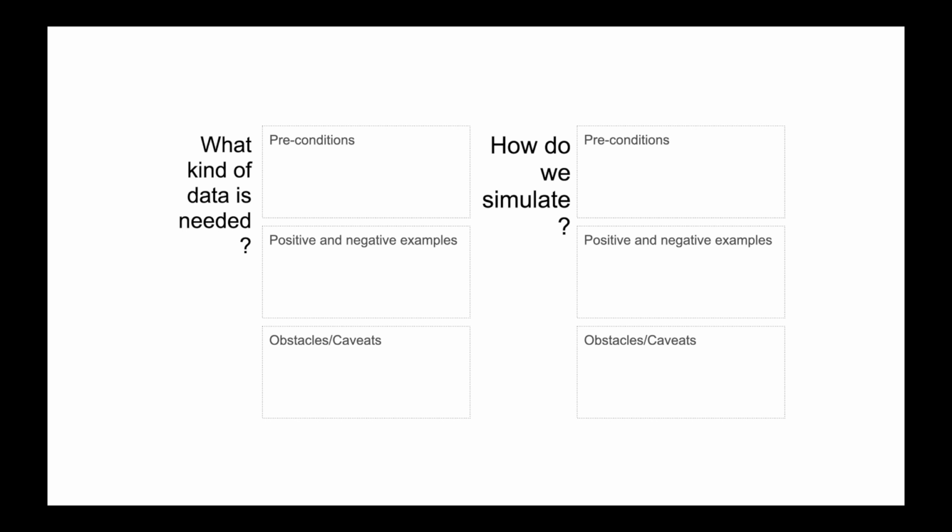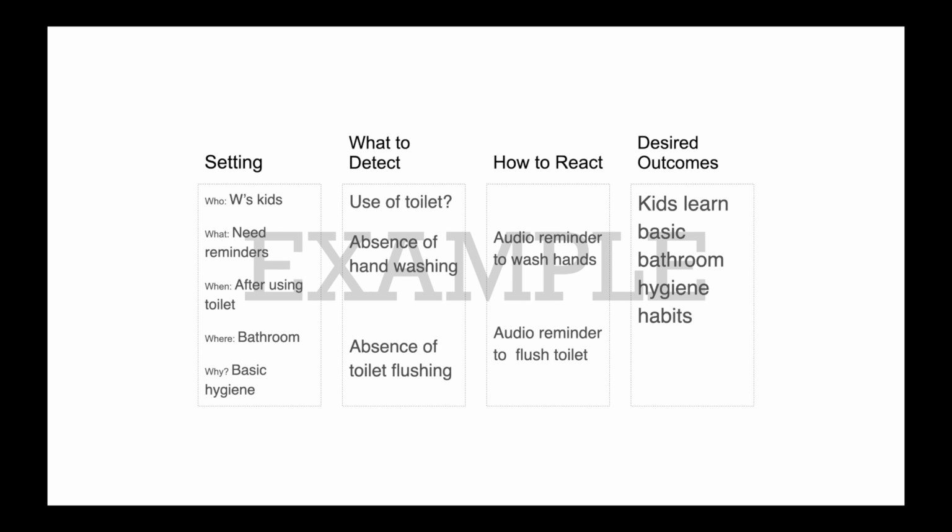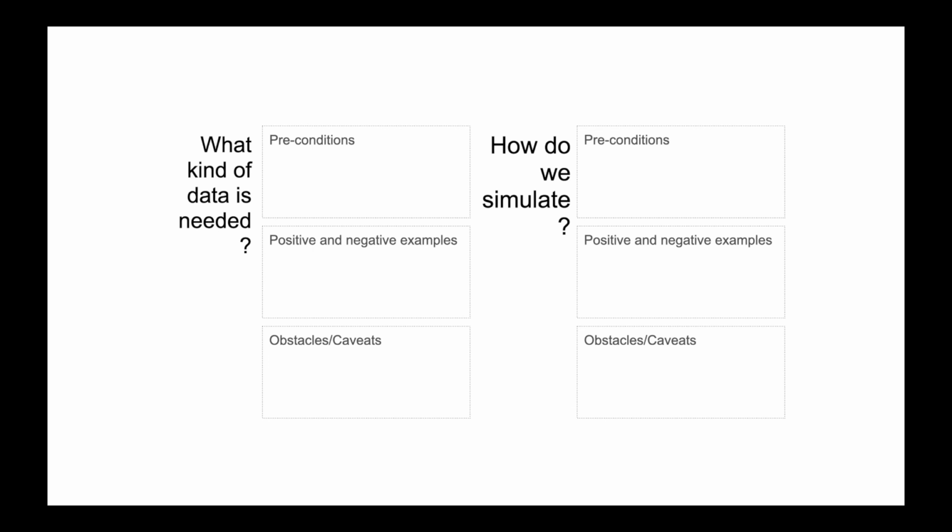And then the previous slide really described the use case of the system. The next step would be to think a little bit more about what kind of data is needed, what are the things you need to detect and the difficulties of detecting them. And then how can we actually simulate the interaction to see whether it works, or to generate the data.